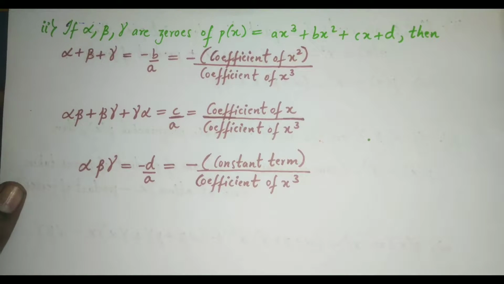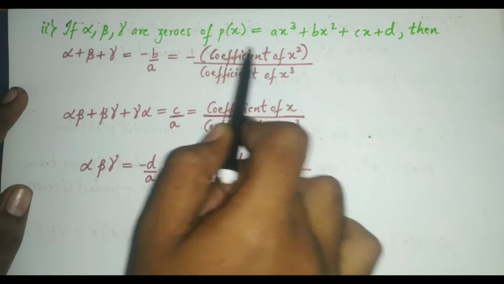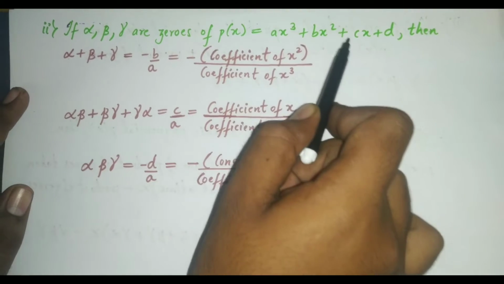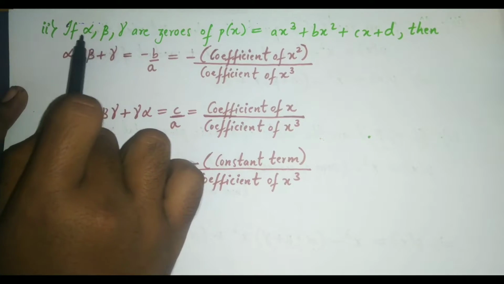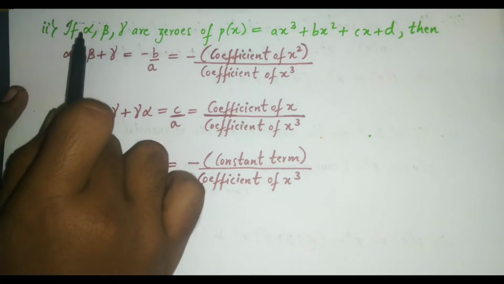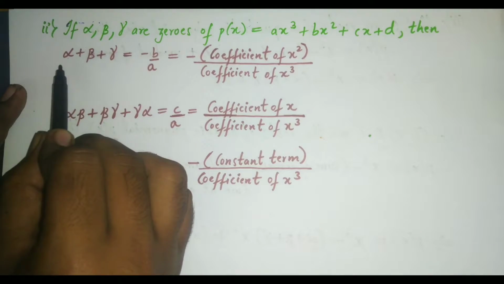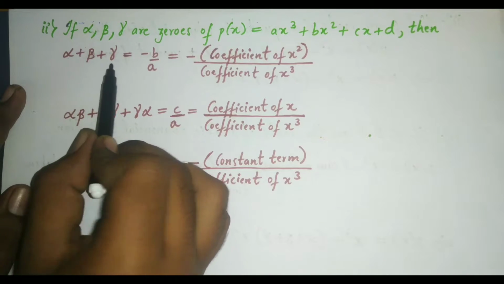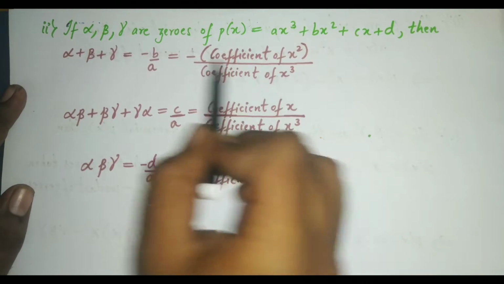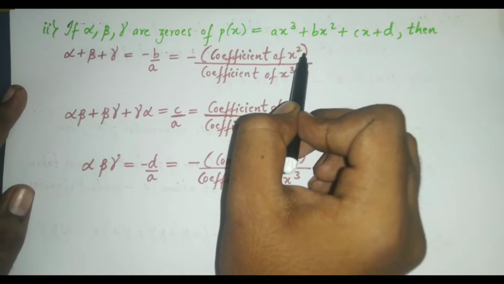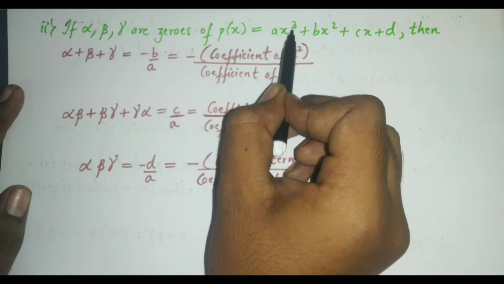In the second thing you have to remember, if alpha, beta, gamma are the zeros of p of x, where x is a variable, ax cube plus bx square plus cx plus d. This is a cubic polynomial, that is why 3 zeros are there. For quadratic there are only 2 zeros, and for this one 3 zeros are there. So alpha, beta and gamma they have taken. Fine. So sum of the zeros will be alpha plus beta plus gamma equal to minus b by a. Same thing, coefficient of x square by coefficient of x cube. Minus b will be the coefficient of x square, a will be the coefficient of x cube.